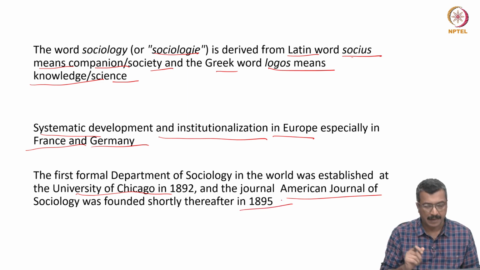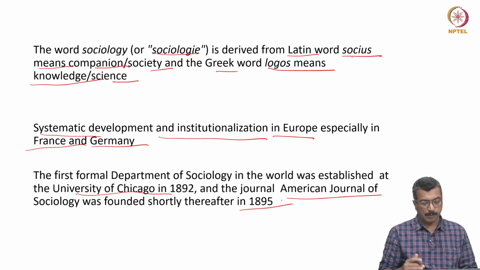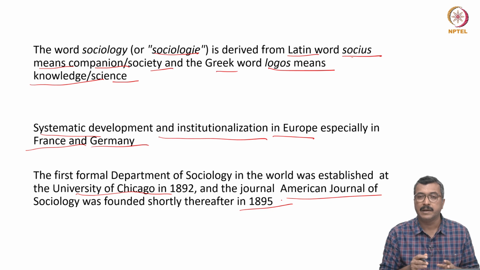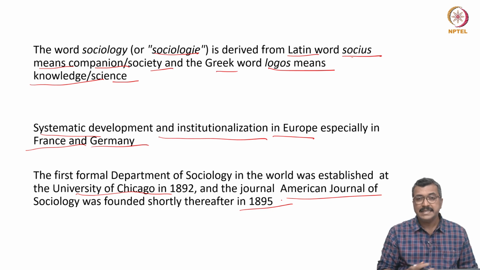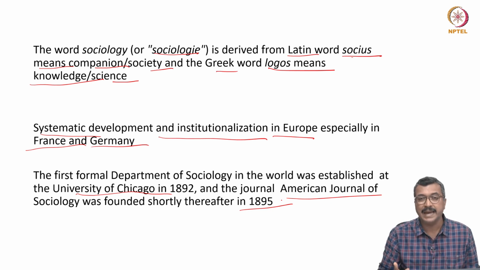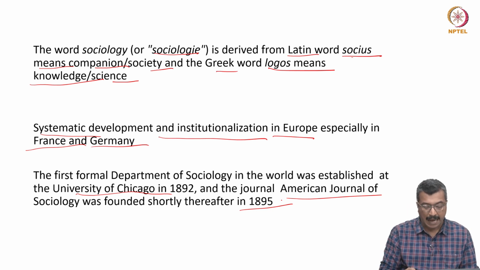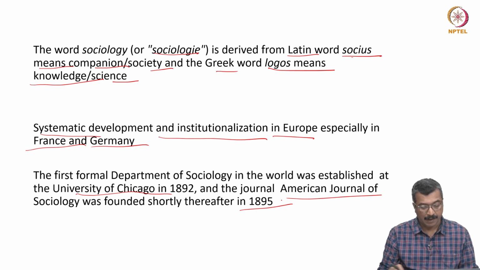This is just a glimpse of the professional development of sociology. As you know, the establishment of a department and the establishment of a dedicated journal are very important indications of the professionalization of a discipline. So in the case of sociology, it happened during this particular time, in 1892 and 1895.